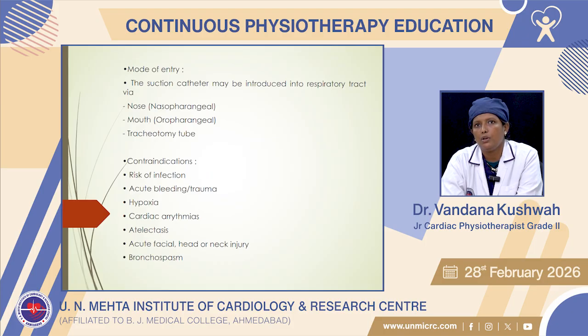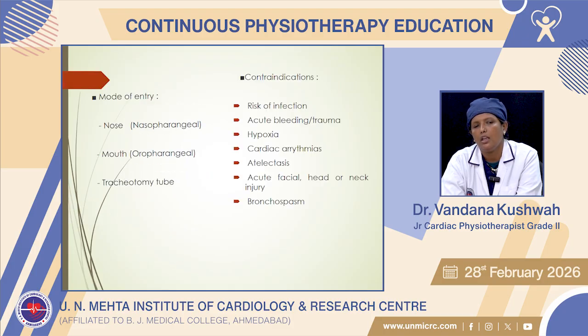Mode of entry: the suction catheter may be introduced into the respiratory tract via the nose, mouth, tracheostomy tube or ET tube. Contraindications include risk of infection, acute bleeding or trauma, hypoxia, cardiac arrhythmia, atelectasis, acute facial, head or neck injury, and bronchospasm. The same risks apply to each mode of entry: nose, mouth and tracheostomy.